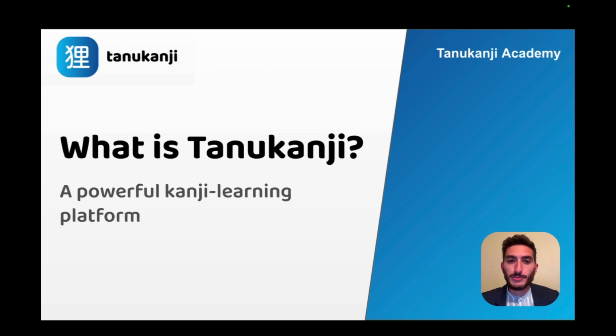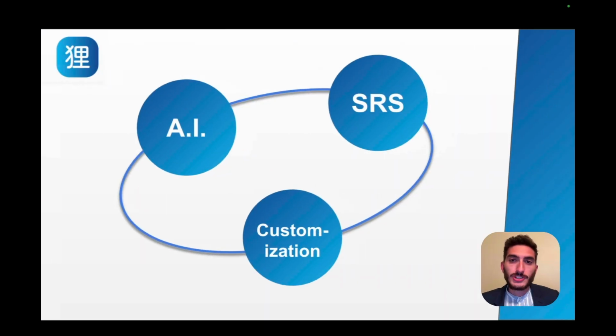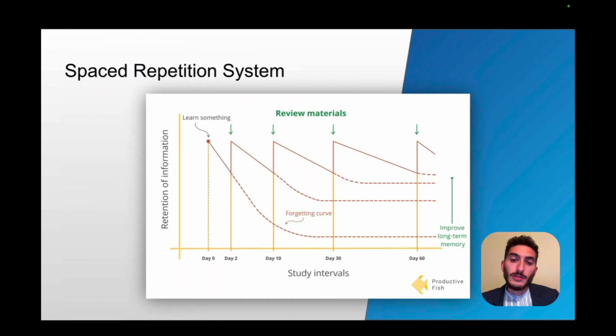I'm going to give a brief overview of what Tanukanji is and what you can do with the service. So just to start, Tanukanji is really a combination of spaced repetition flashcards with artificial intelligence and a lot of customization. Going into the spaced repetition aspect of Tanukanji, it really boils down to something called the forgetting curve.